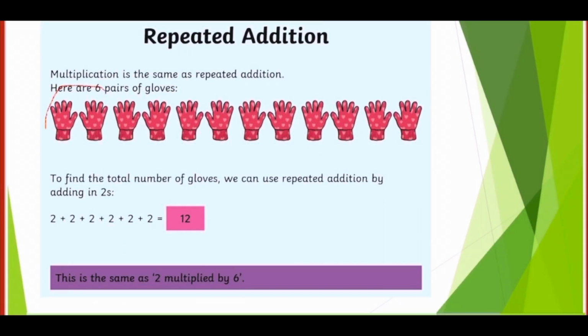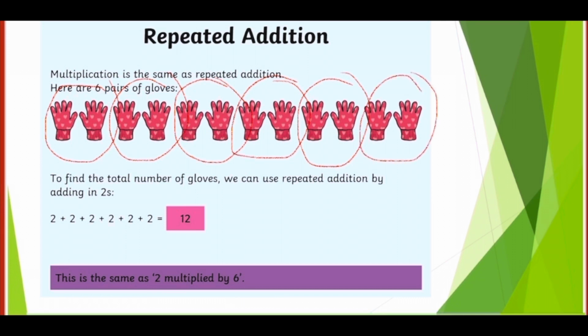We've got 1 group, 2, 3, 4, 5, 6. And they're equal groups because there are 2 in each group. So we have 6 groups of 2. So we can write that out as a multiplication question. 6 times 2 equals 12. It is the same as doing repeated addition. 2 add 2 add 2 add 2 add 2 add 2, but it is a much quicker way of doing it.